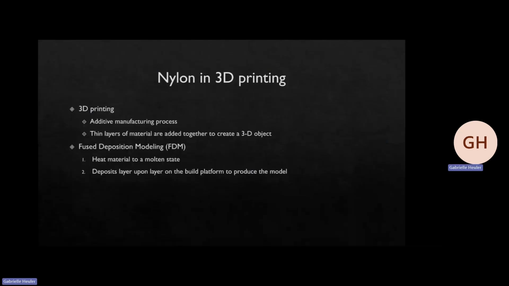Nylon is widely used in 3D printing because it is a thermoplastic, and 3D printers use heat to manipulate the material into the desired shape. And I'm going to discuss 3 types of 3D printing that extensively use nylon. First, we have fused deposition modeling, which first heats the material to a molten state and then deposits successive layers on the build platform to produce a model.